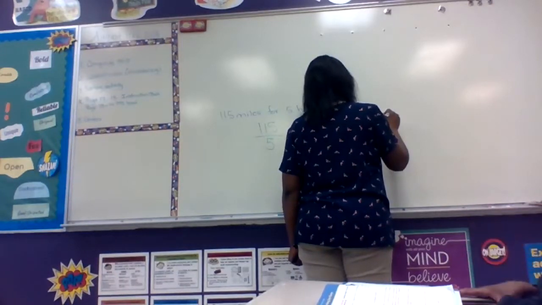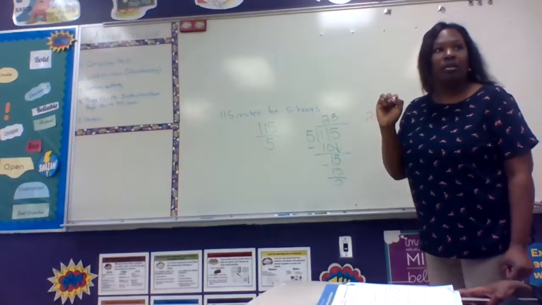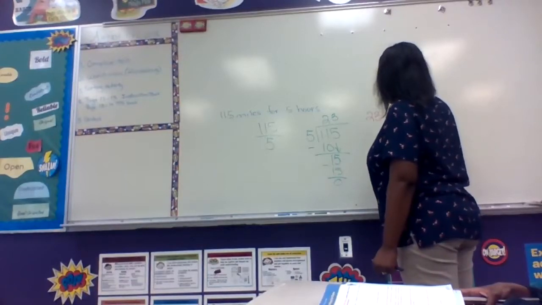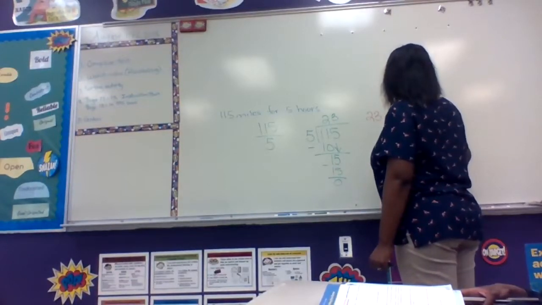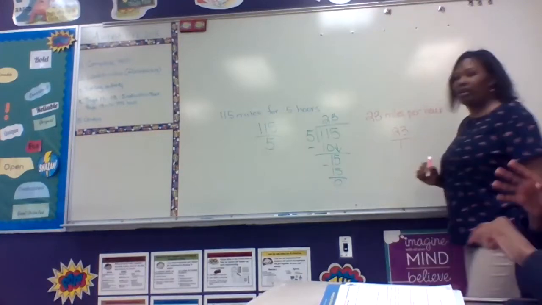So, how can we write this? 23 over... divide 23 what? Miles per 5 hours. Per hour, which is 23 to 1, right?